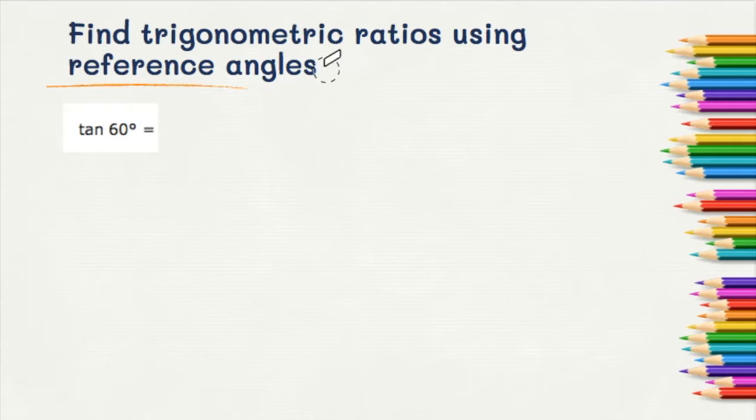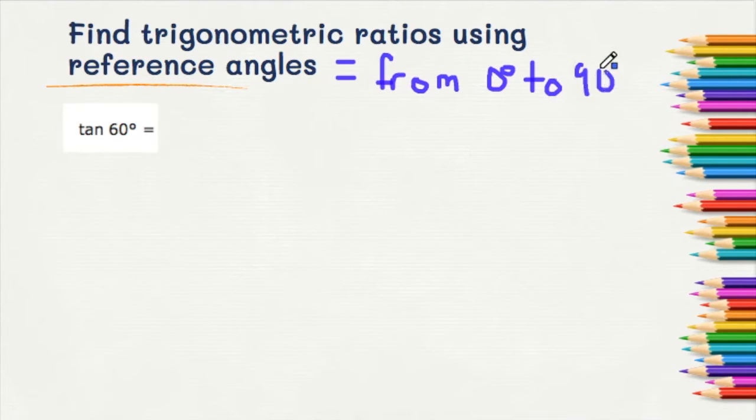So remember, reference angles are just angles in the first quadrant, or angles between 0 degrees and 90 degrees. So I'm just going to draw you a quick picture. Starting from 0 degrees to 90 degrees, the reference angle is somewhere in this general area. It has to be between 0 and 90.